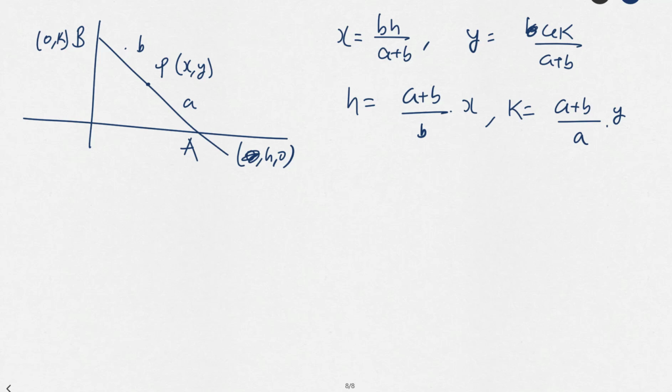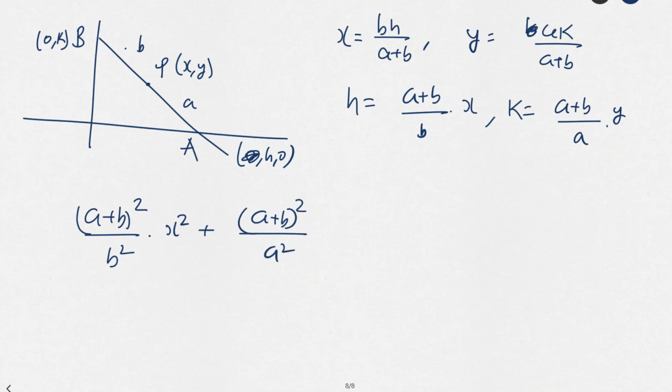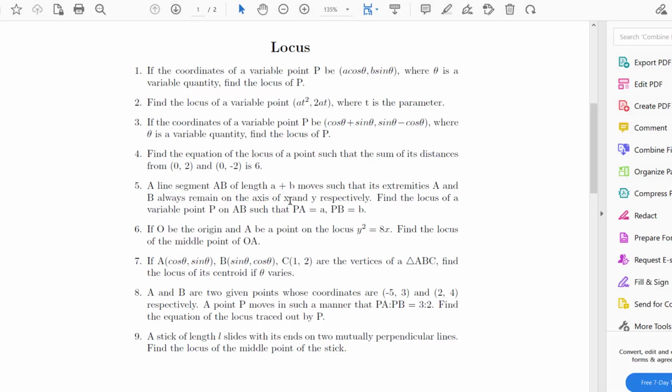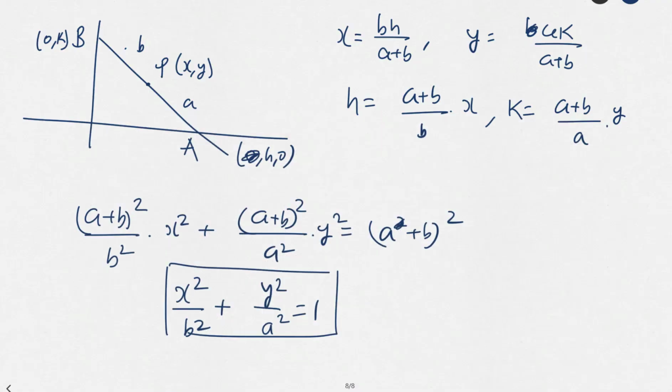h square plus k square will be (a plus b) square over b square x square plus (a plus b) square over a square y square, equals (a plus b) whole square, right? This distance is a plus b. So the answer will be x square over b square plus y square over a square equals 1. This is the correct answer as per this question. But if you change the a and b to different axes, you will get the previous answer. So this is the answer.